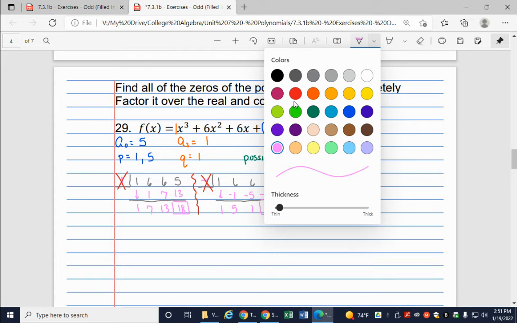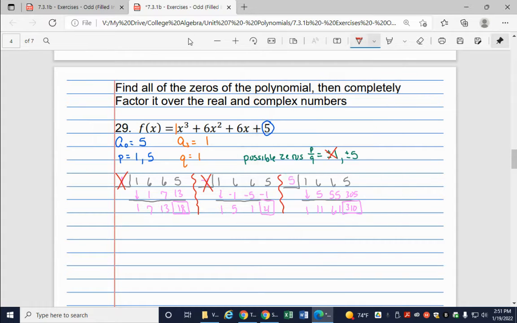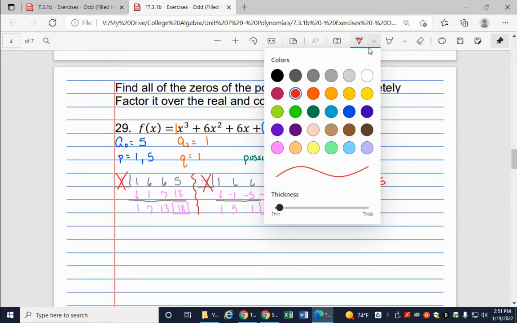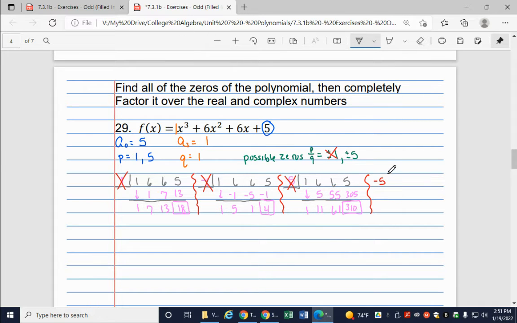So 5 doesn't work. So -5 either has to work or we can't solve this problem. So let's hope -5 works. If -5 doesn't work, that means there are no real solutions. It never crosses the axis. Okay? 1, 6, 6, and 5.